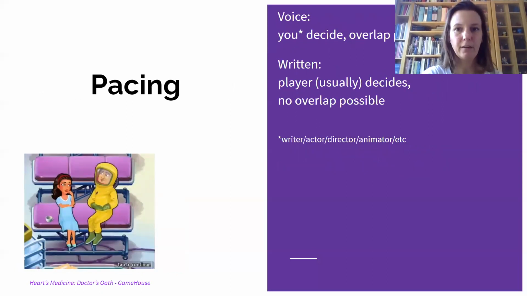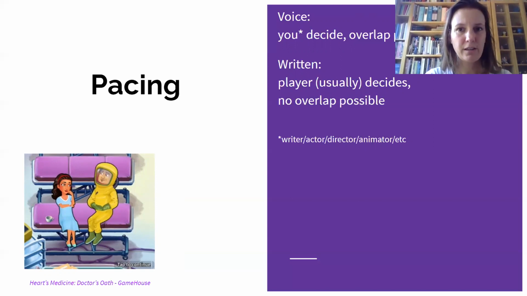Okay, pacing. This is a big one. As soon as you have characters who are voiced, you decide the pacing. And with you, I mean the writer, the actor, the director, the animator, basically everybody who's working on the story of your game. You decide when an actor says something, how fast they speak. You have the possibility of overlap. So basically somebody saying something and then somebody else interrupting that. Everything can be done. So the pacing is all in your hands.